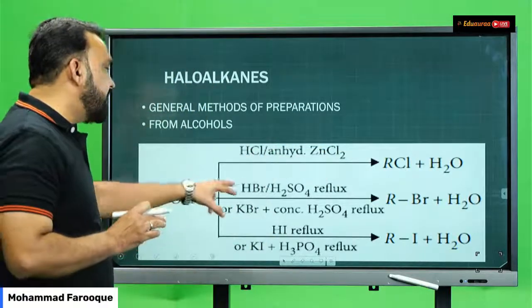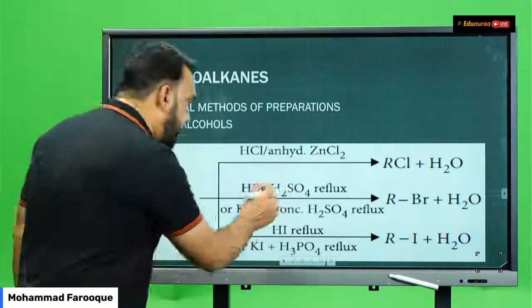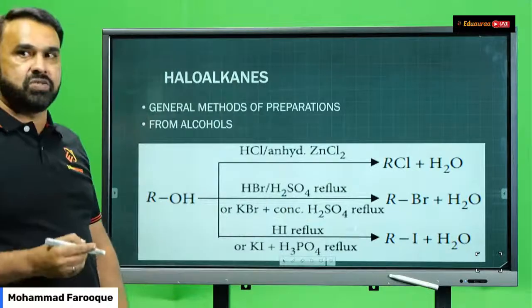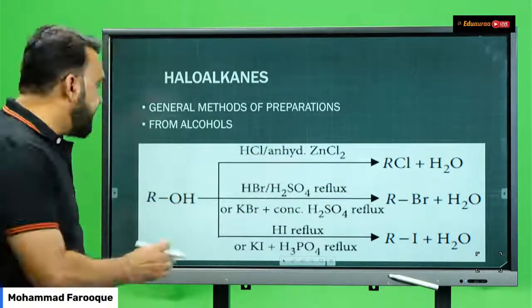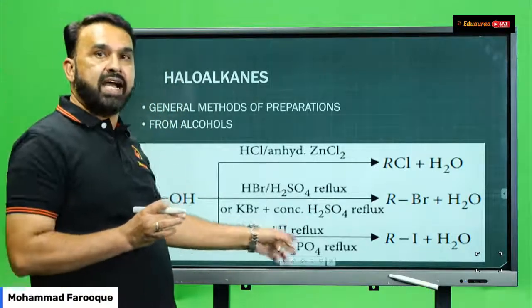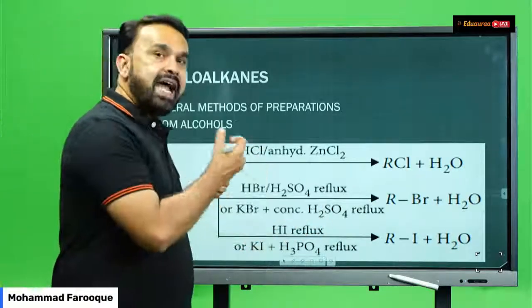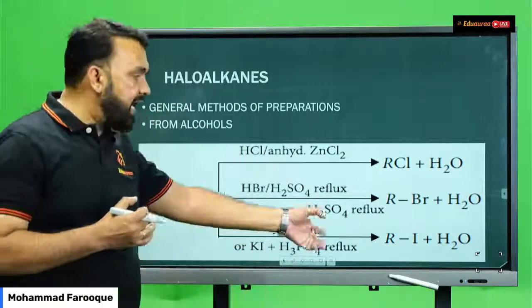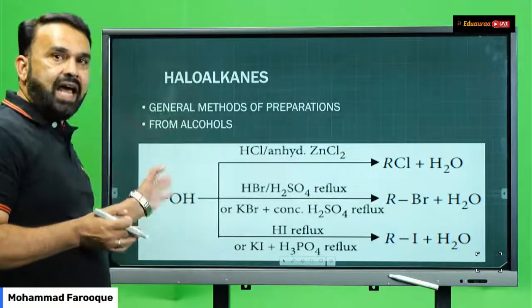Then when it comes with HBr, it should be carried out in the presence of H2SO4. So remember that, students, to give you the alkyl bromide plus water. And then when it comes with HI, you must carry it out in the presence of KI plus phosphoric acid, that is H3PO4. Otherwise, the reaction is reversible. RI plus water. So you can prepare chlorides, bromides, and iodides starting with alcohol.